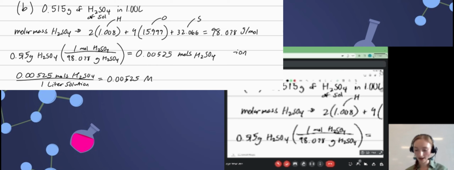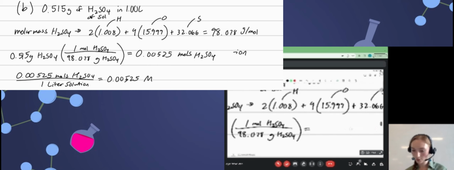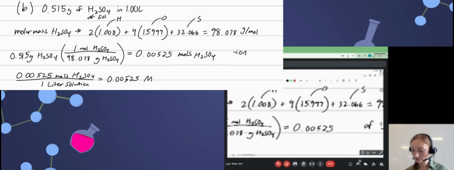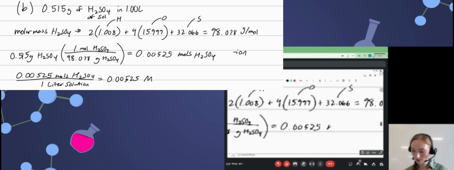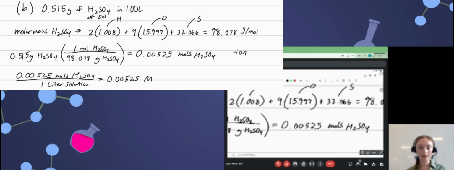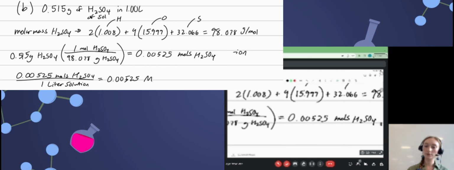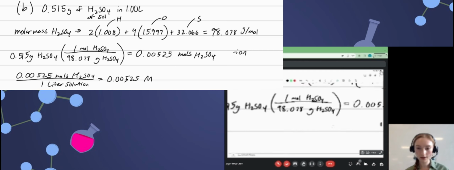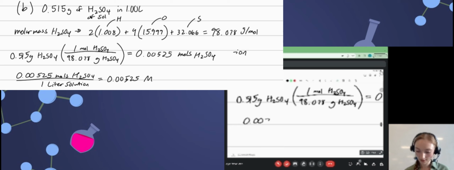And so we have 0.00525 moles of H2SO4. And so that's the amount of moles that we have from the amount of mass that we're given. And so we're going to use this number of moles to then divide by the amount of total solution that we have.